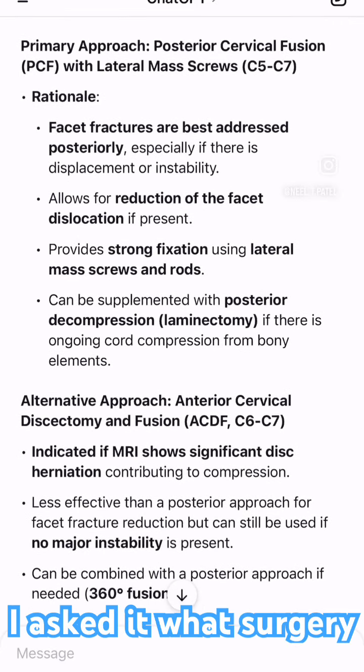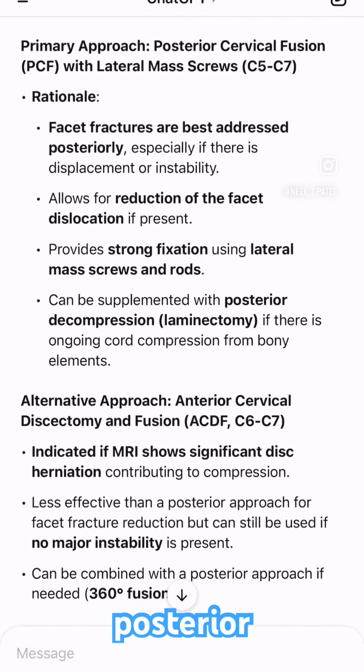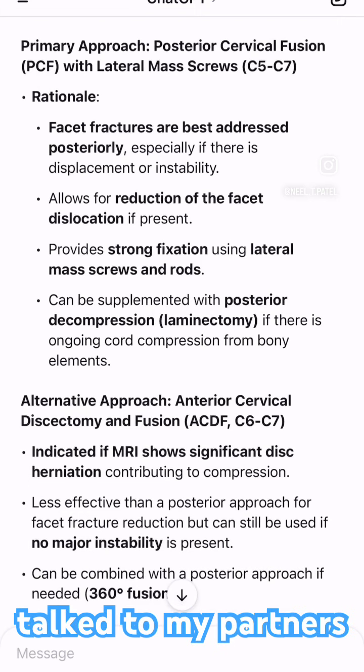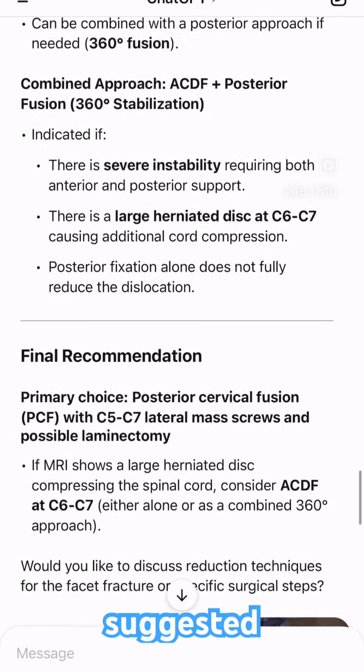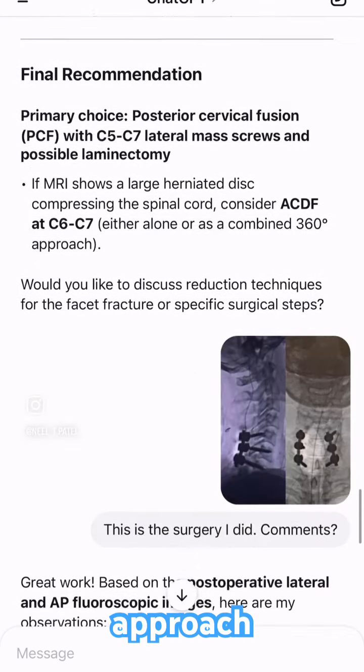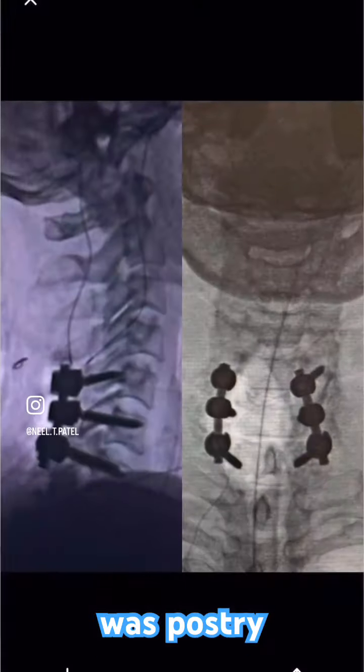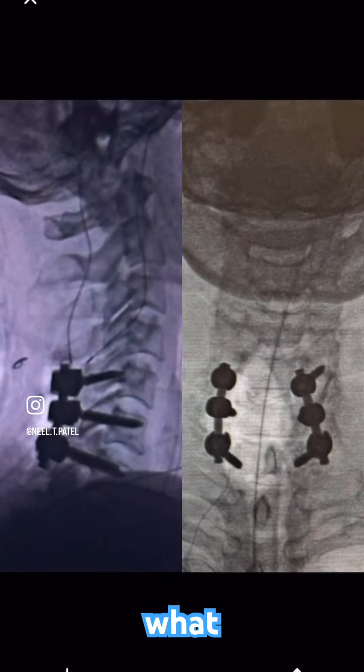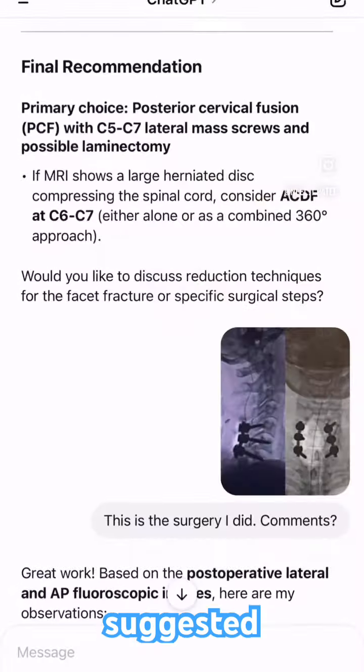I asked it what surgery it would suggest, and it provided posterior and anterior options. I talked to my partners. 2 partners suggested posterior approach, 1 partner suggested anterior approach. Its final choice was posterior, which is cool because that is what the highest number of partners suggested.